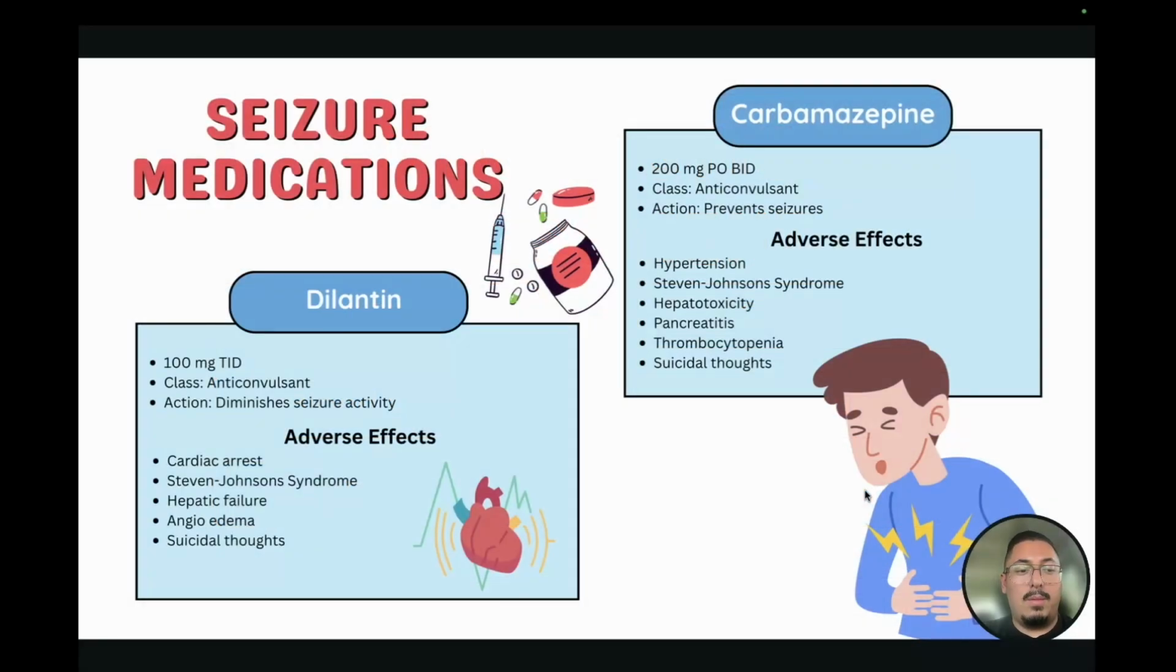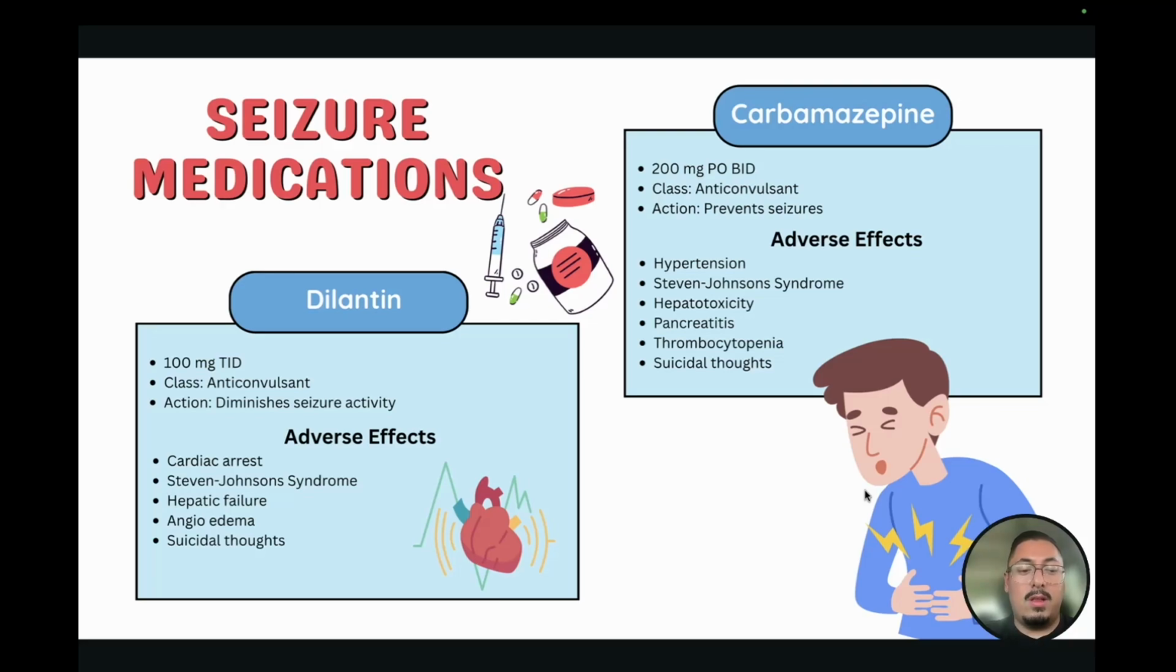Okay, today I'll be reviewing two common anticonvulsants used to treat tonic-clonic seizures, and that's Dilantin and carbamazepine. Dilantin, taken at 100 milligrams 3 times a day, works by diminishing seizure activity. Its potential adverse effects include cardiac arrest, Stevens-Johnson syndrome, hepatic failure, angioedema, and suicidal thoughts.